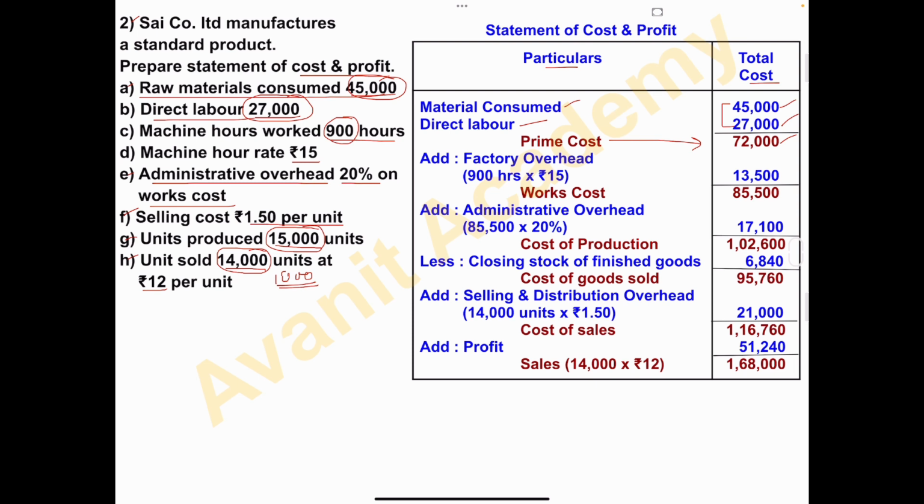So after prime cost what we have to take? Add factory overhead. So in factory, what we do? In factory, the raw materials are converted into final product. So whatever the expenses incurred for manufacturing the product, all these expenses we have to take under the head factory overhead. So in fact, we use machine, plant, etc. So in this problem, they have given, read the point C. Machine hours worked is 900 hours and machine rate per hour is rupees 50.